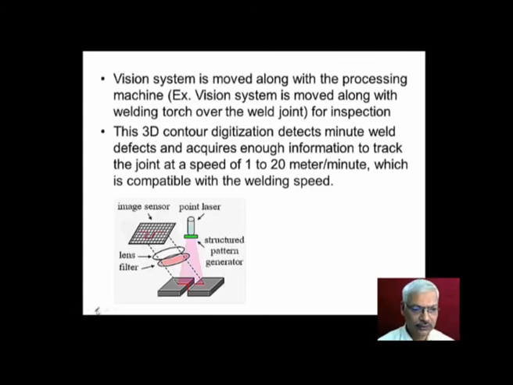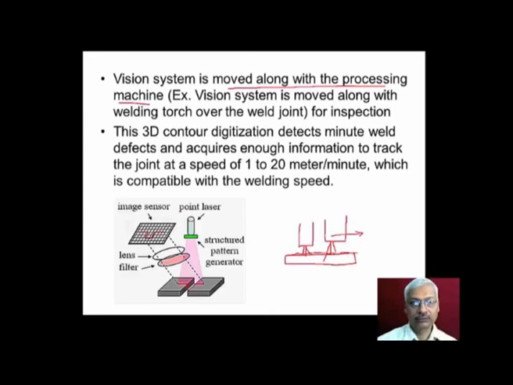Now the vision system can be moved along with the processing machine. For example, if we are checking the weld joint, this is the welded portion, and we want to check whether weld is okay or not. So this is the welding unit, which is moving in this direction, and then behind this we can have this laser vision system which checks whether the welding is proper or not.